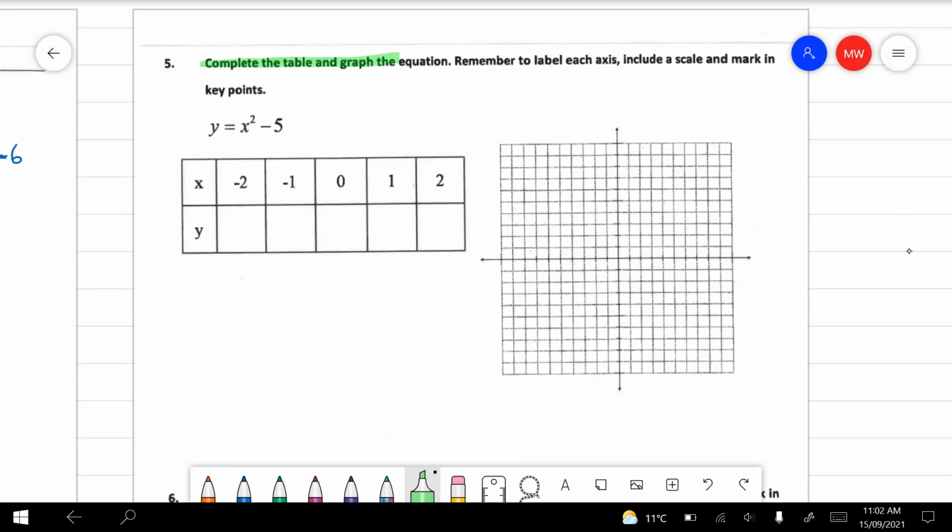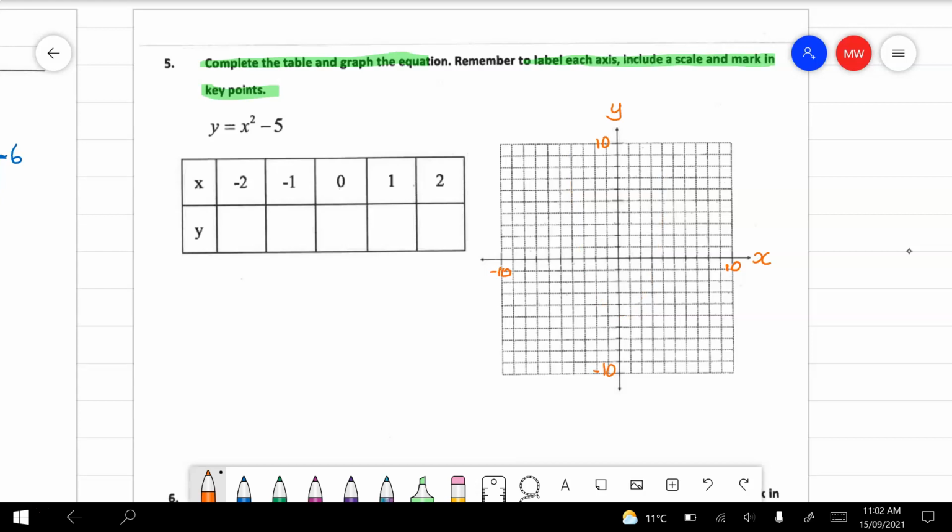I have to complete the table and graph it, and I also have to mark each axis, include a scale, and put in some key points. So let's start by marking this. I've got an x and a y axis. I'll make this positive 10, this positive 10, this negative 10, and this one negative 10. Now I know it's going to go through 5, and because it's a quadratic, it's going to look something like this, but I need to use the table on the left to find some key points.